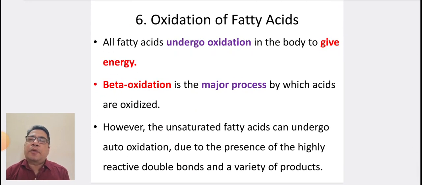Coming to the next property, oxidation of fatty acids. All fatty acids undergo oxidation in the body to give energy. Beta oxidation is the major process by which fatty acids are oxidized. However, the unsaturated fatty acids can undergo auto-oxidation due to the presence of the highly reactive double bond, giving a variety of products.